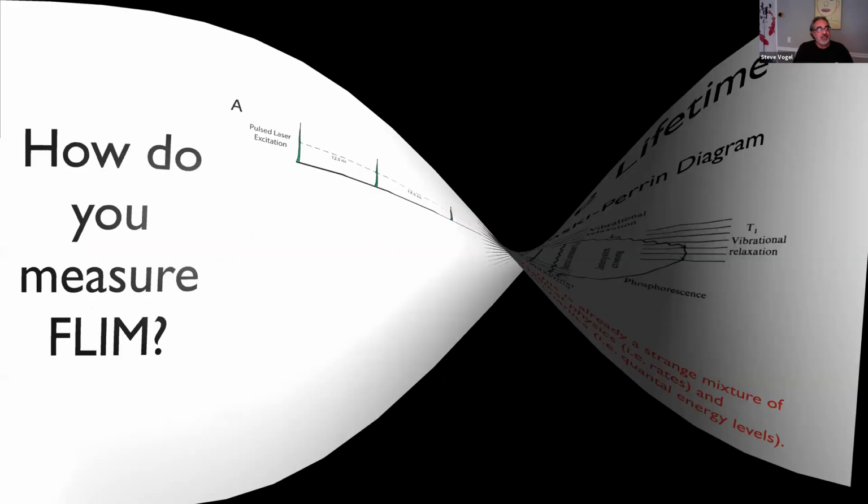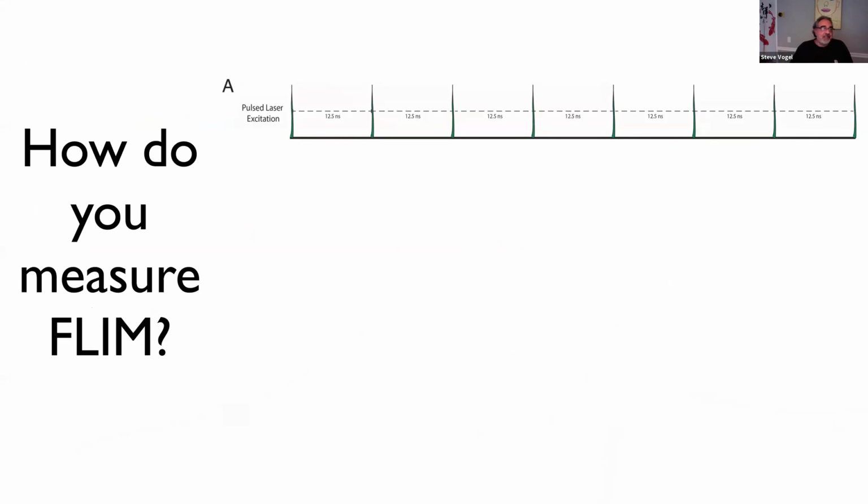Okay, so how do you measure FLIM? Well, the short answer is we buy a nice machine from Wolfgang or from one of his competitors, and we let the machine do it. But it is actually useful to have some understanding of the fundamentals of what's going on. What I'm showing here, tagged A, is pulsed laser excitation, modeled after a Ti-sapphire laser running at 80 megahertz. What that means is that every 12.5 nanoseconds, we're going to have a laser pulse hitting our sample, and that sample could be biological, it could be anything.